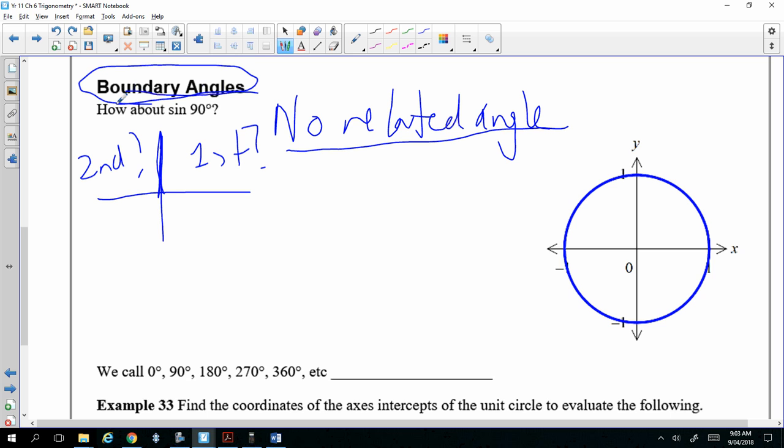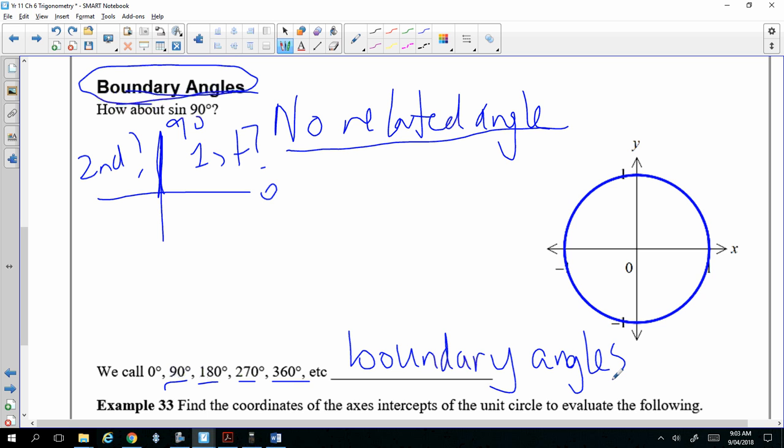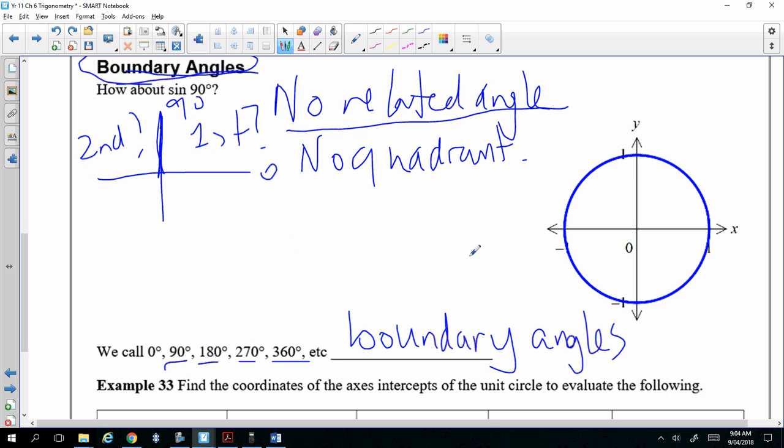So angles like 0, 90, 180, etc., are called boundary angles because they don't really belong to a quadrant. Boundary angles don't have a related angle, and no quadrant. They're on the boundary, so the way we do them will be slightly different from the way we do other angles. Okay? In fact, they're actually easier. You will see why.